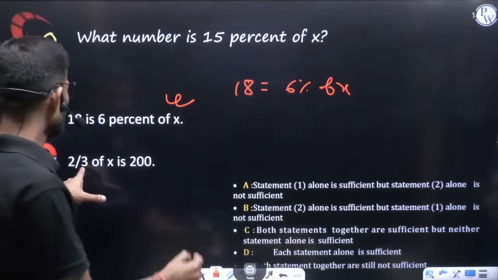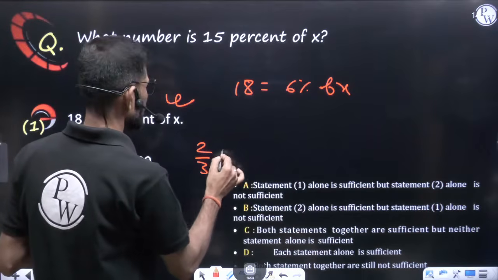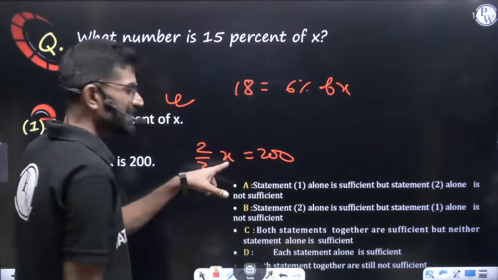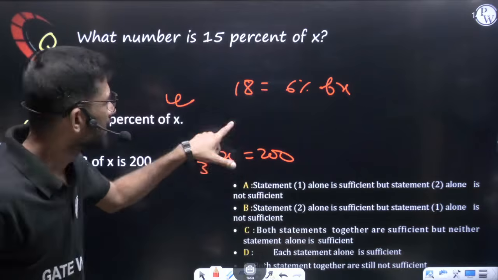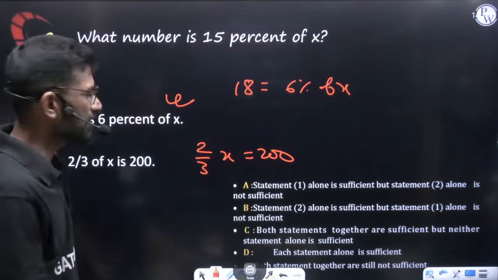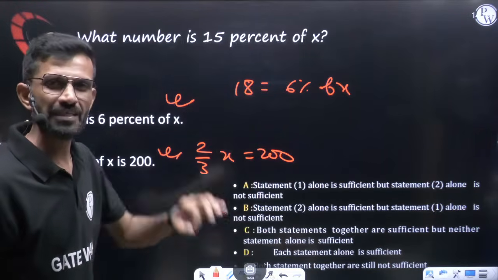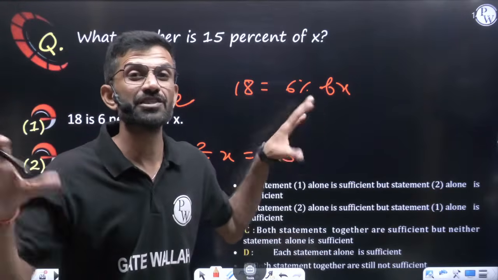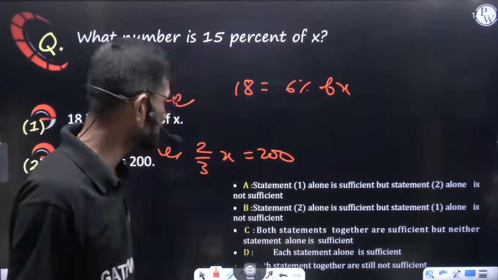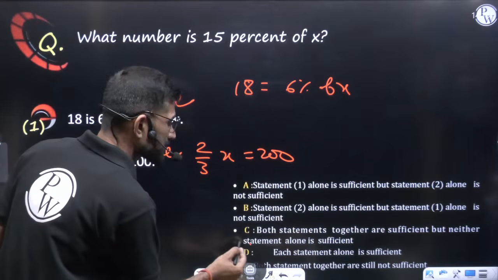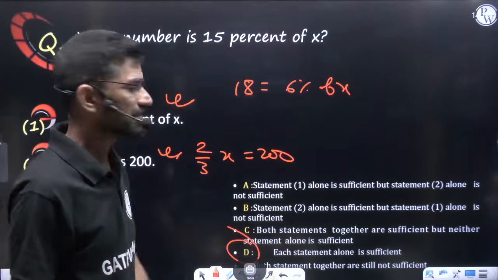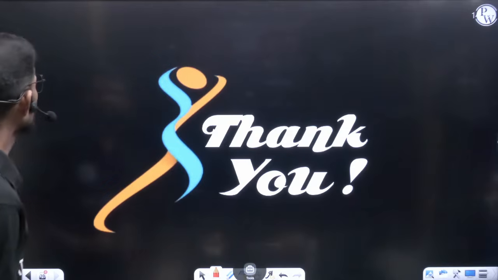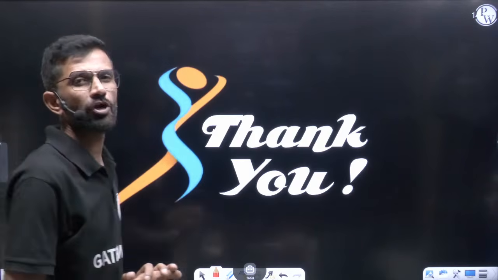Second, they are saying 2 by 3 of x is equal to 200. So with this you can find the x value, you can find the number. If you find the number, you can find the 15% of the number. Second alone is also sufficient. First alone is also sufficient. Independently they are sufficient, no need to combine. So we'll go for option D, each statement alone is sufficient.